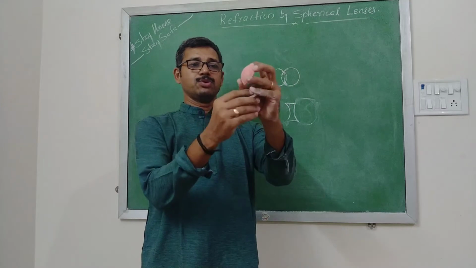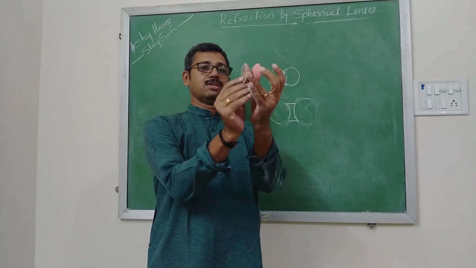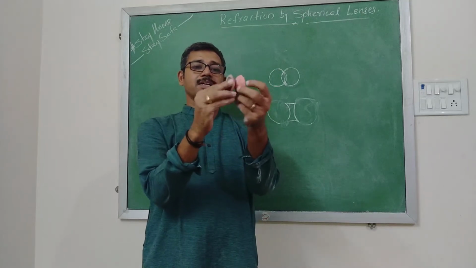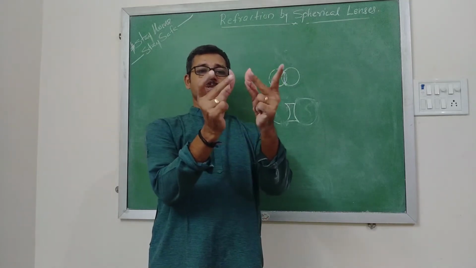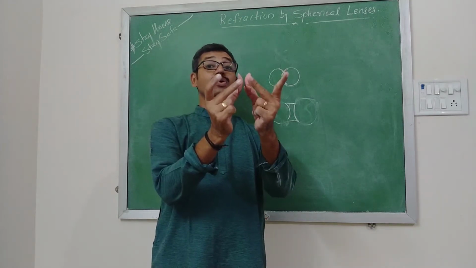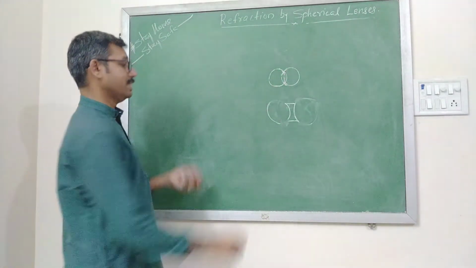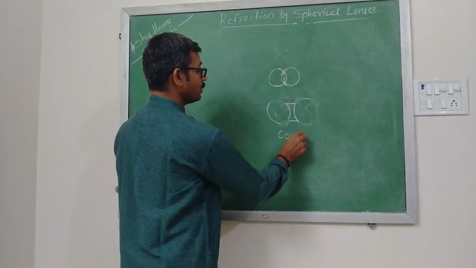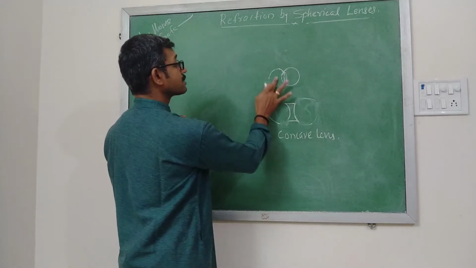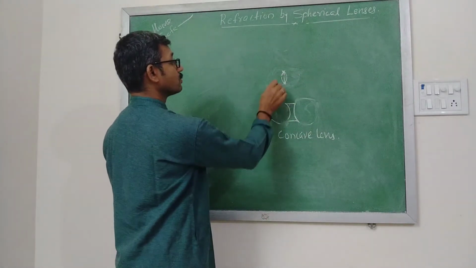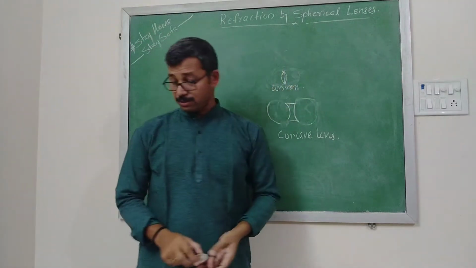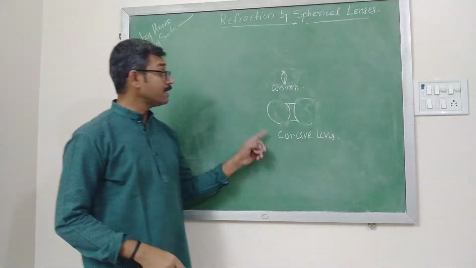Now I am going to make it like this. Here, a little space must be there in between. Then we can say it is a concave lens. Here it is a concave lens, while the other is a convex lens.